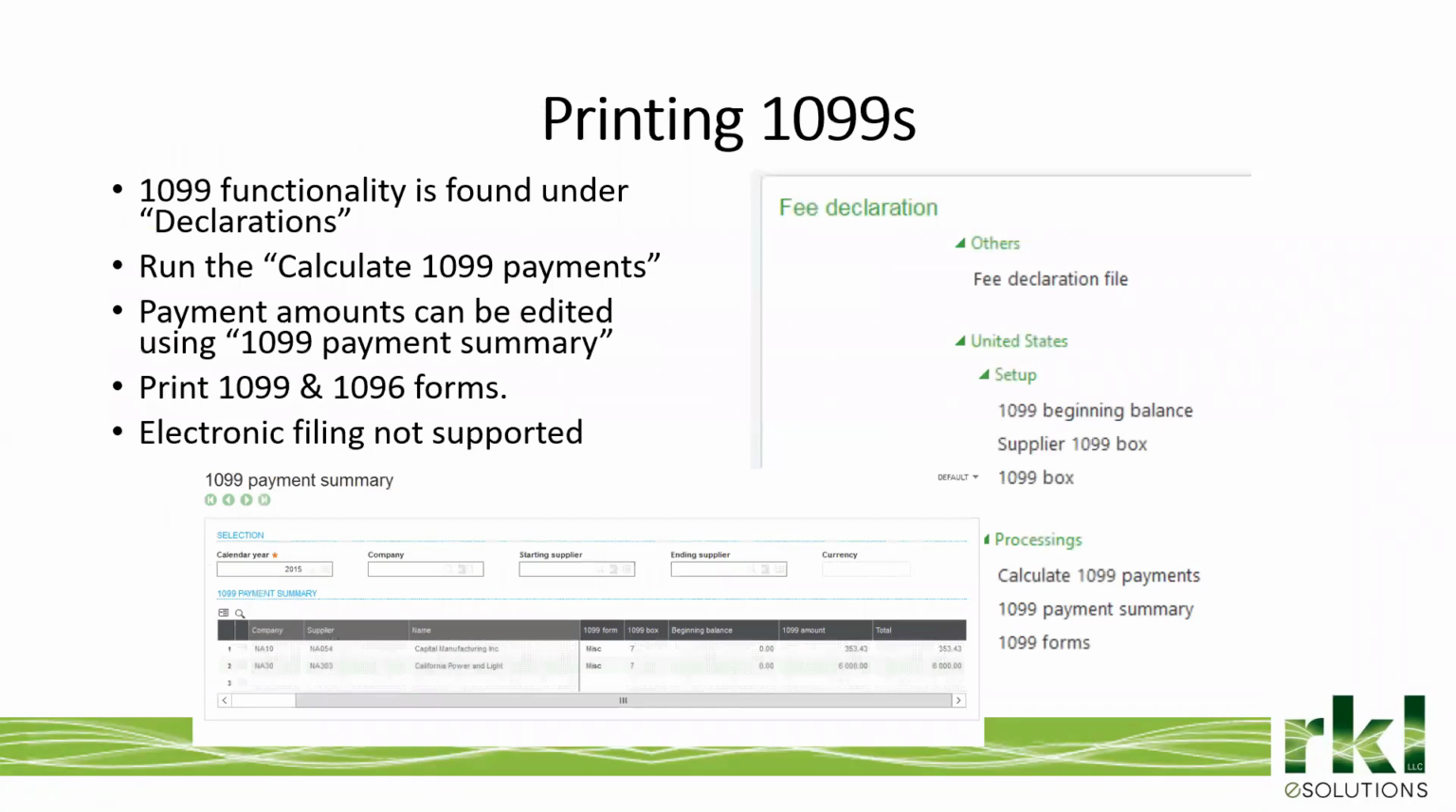Okay, so we're getting close to the end of the presentation. We still want to talk about a few things, 1099s, for example. And 1099 functionality is found in X3 under declarations. So you want to go to fee declarations, then 1099 generation. And remember, you had to set up your supplier as 1099. Or depending on your version of X3, it could be called DAS, which for anyone who doesn't know, it's just the European equivalent of our 1099. So just be sure you know that that box needed to be checked ahead of time.